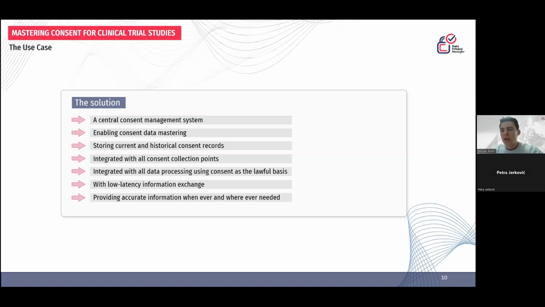But when you have the data, you also want to use the data, and you want to use it in a responsible way. So the central consent management platform will provide you with an automated way to know and to feed data to the consuming systems in a way which will make sure that you are compliant and that you are actually using data responsibly.